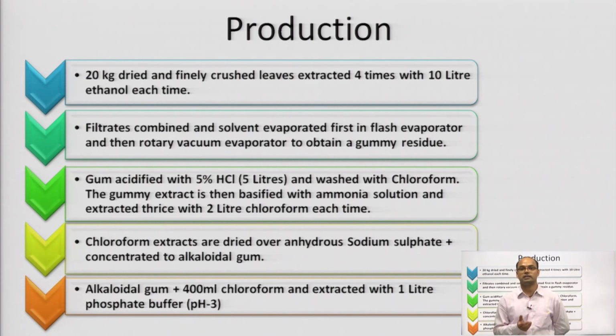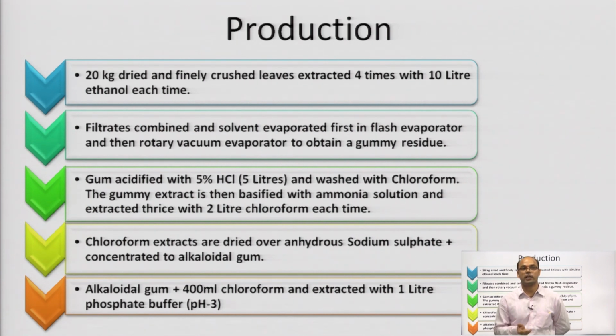The gummy extract is then basified with ammonia solution and extracted 3 times with 2 liters of chloroform each time. So in this way you acidify the gummy extract and wash it with chloroform, and then again that acidified gummy extract is basified with ammonia, and after basification you have to again extract it with 2 liters of chloroform 3 times. The chloroform extracts we obtain after 3 washings are then combined, dried over anhydrous sodium sulfate and concentrated to alkaloidal gum.